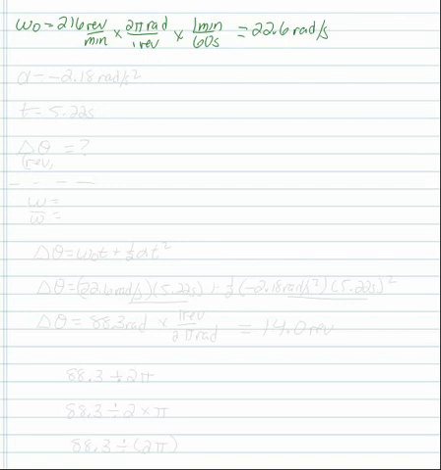We were also told it's decelerating at 2.18 rads per second squared, so that's alpha is negative 2.18 radians per second squared. And we were given the time, 5.22 seconds. And we want to know through how many revolutions it turned. The number of revolutions is a delta theta.